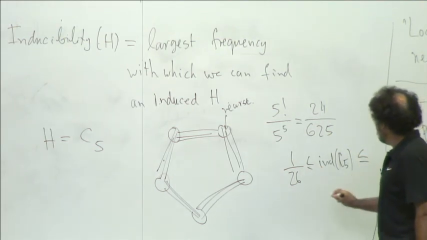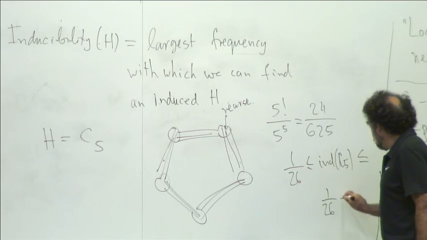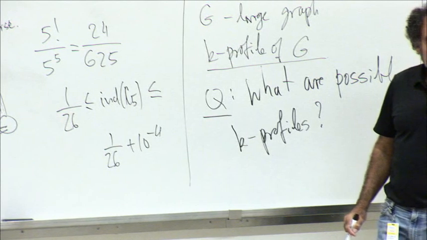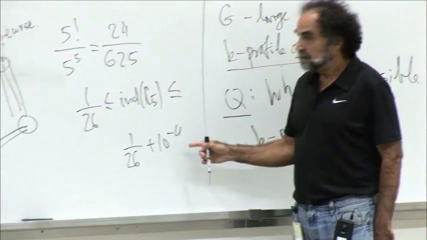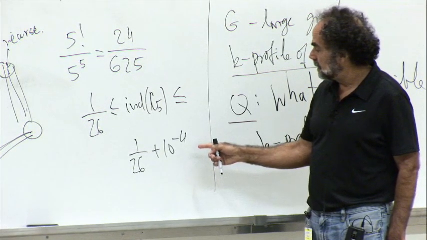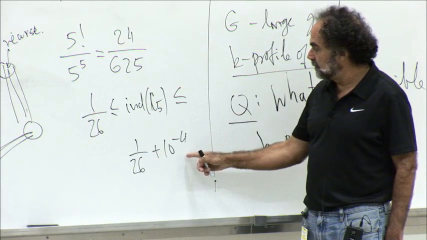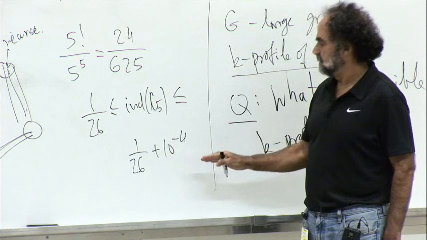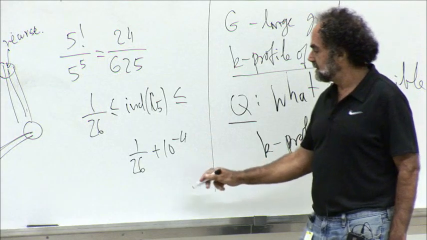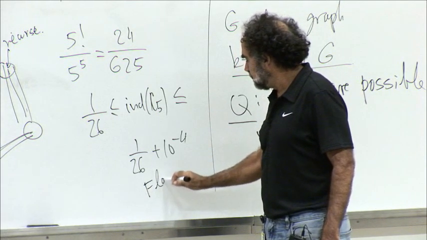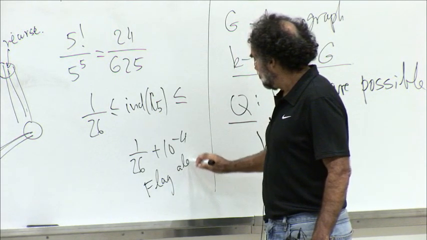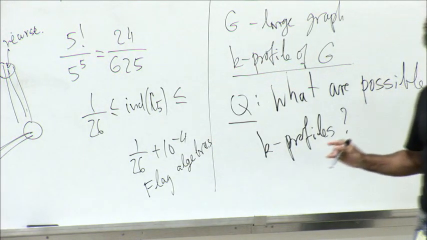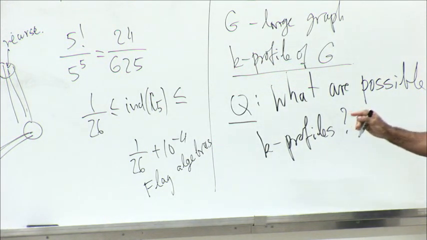What do we know? I forget the exact number, but this is what we know at the moment. I don't know how much time I will have to tell you about this. Let me only say 2 words to explain this. This comes from flag algebras. If you know what these are, then you know. If not, I hope to be able to say something.